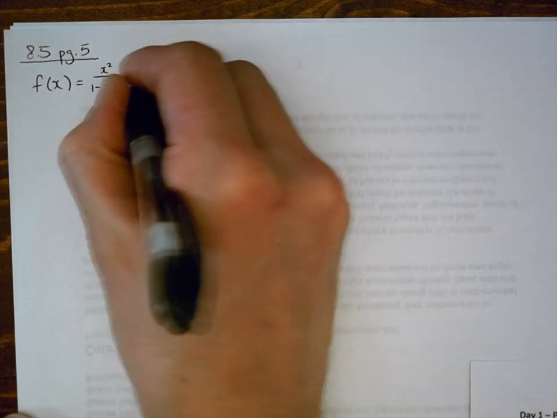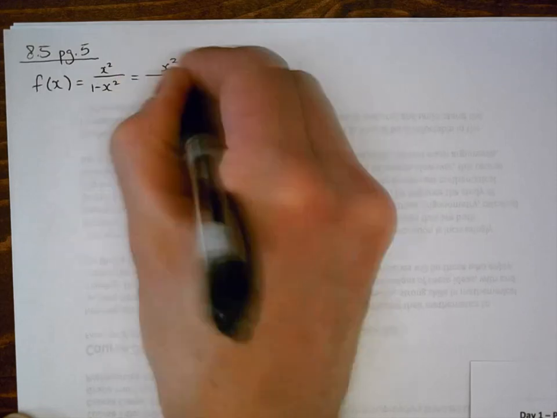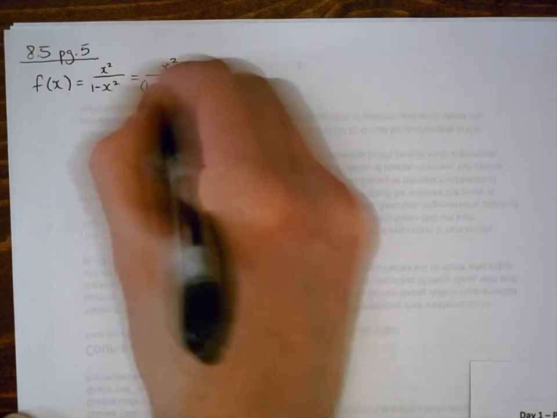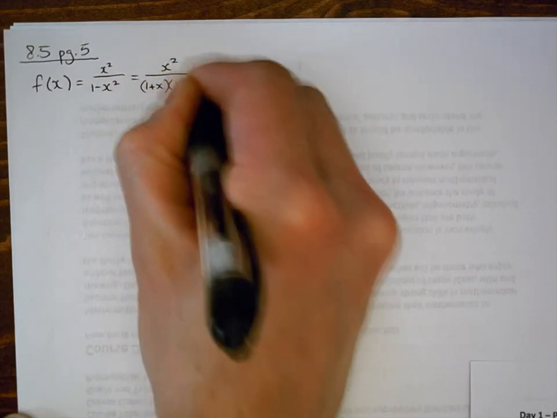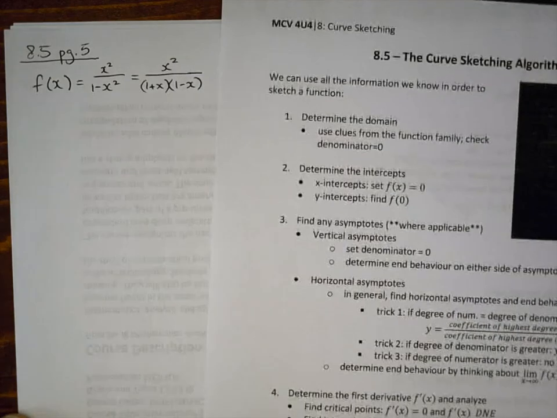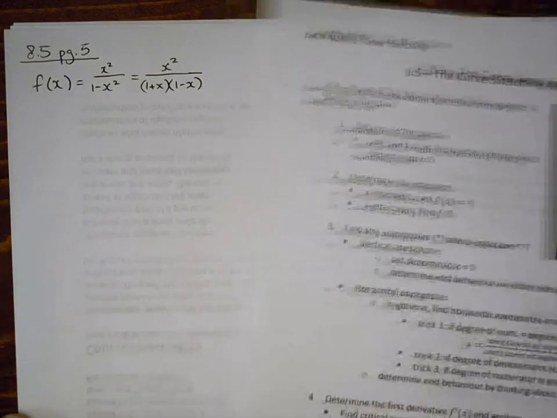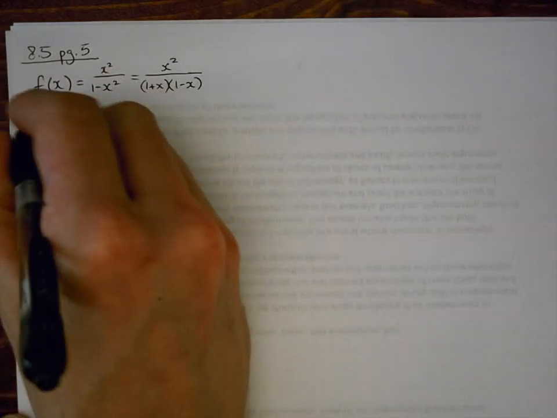Just before we go any further, I might as well just factor this, right? This is 1 plus x times 1 minus x, a difference of squares. All right, so my first step, let me just look back at my algorithm, is, oh yeah, determine the domain. Well, domain is a nice one.